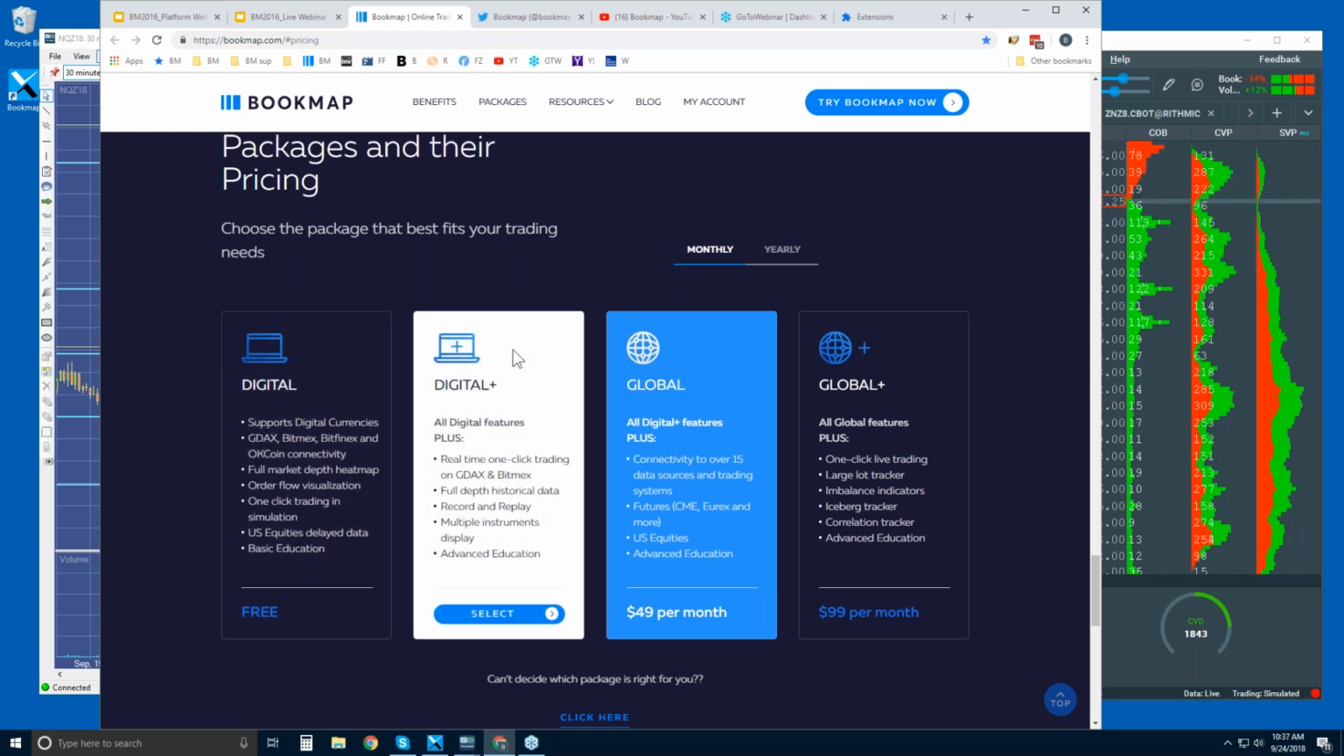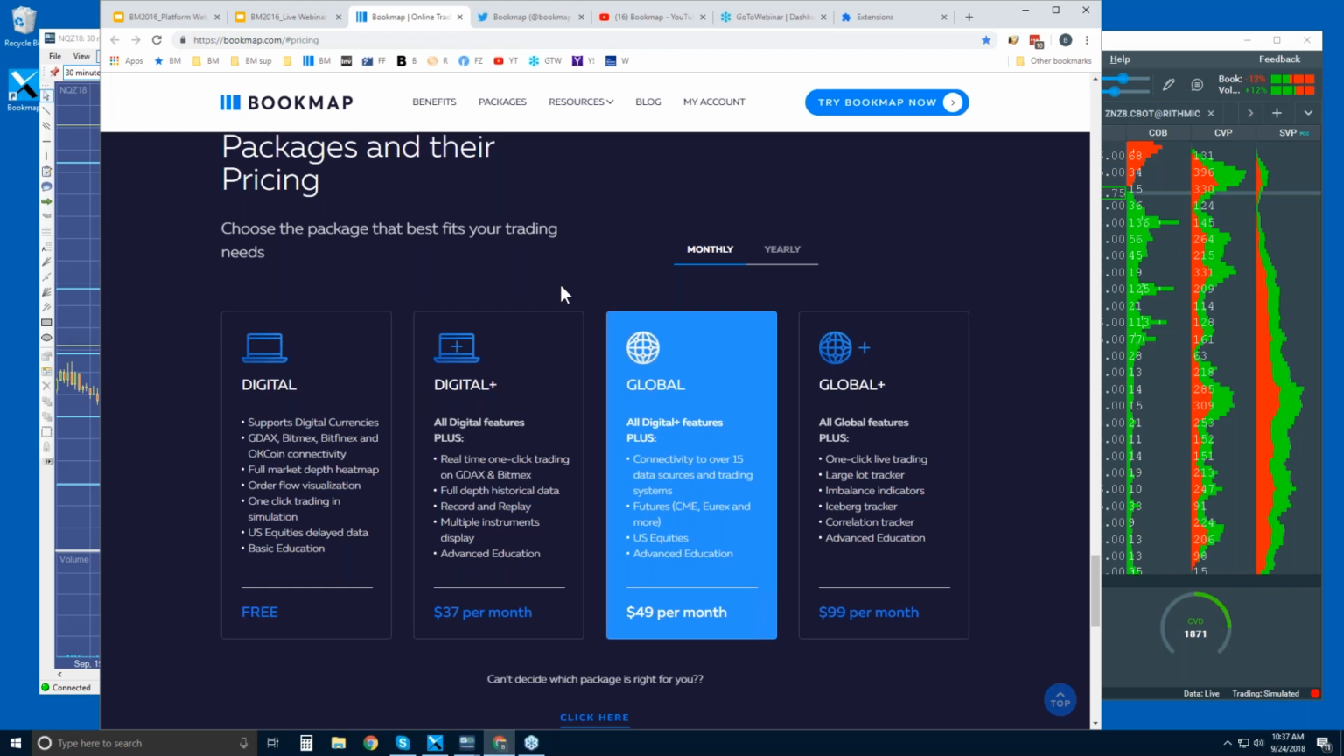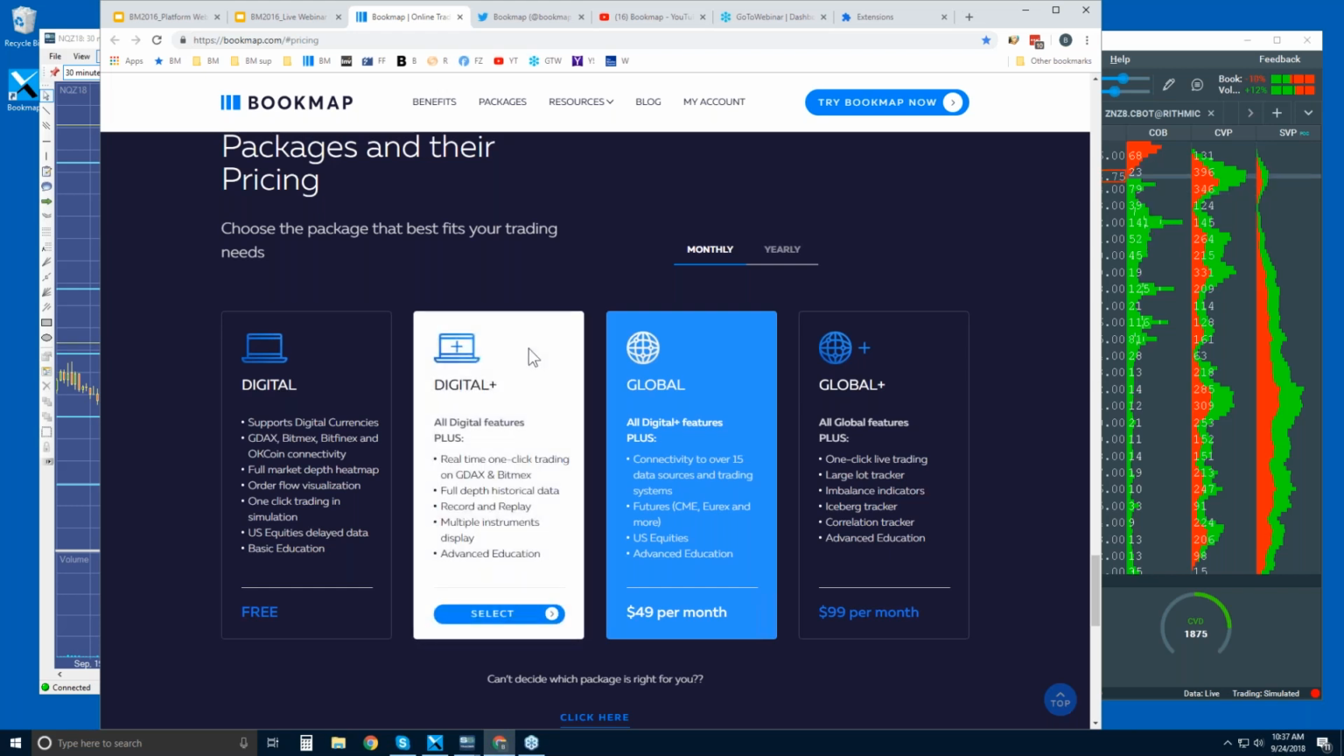Now the digital plus version, you get access to 20 different currencies per exchange. We connect to many different exchanges like OKCoin, GDAX, BitMEX, Bitfinex, etc. So 20 different currencies per exchange. You can record and replay your data. You can trade right from the Bookmap chart into your funded GDAX or BitMEX account. And then you also get the advanced education once you subscribe. Education comes with the digital plus version, as well as full support. None of that's offered in the free digital version.